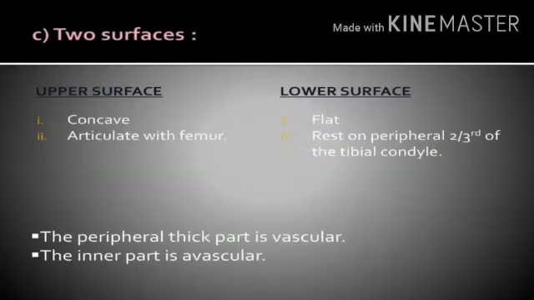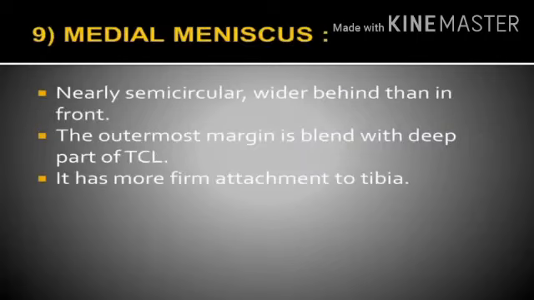Two surfaces. The upper surface is concave while the lower surface is flat. The upper surface articulates with the femur, while the lower surface rests on the peripheral two-thirds of the tibial condyle. The peripheral thick part is vascular, that is, supplied by vessels, and the inner part or the rest is avascular, that is, not supplied by vessels.